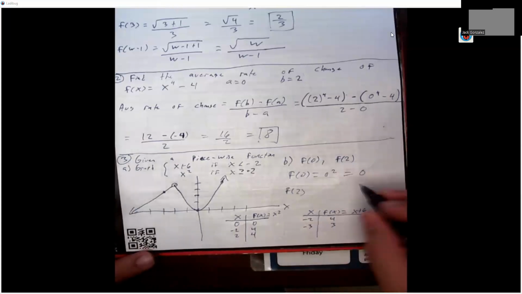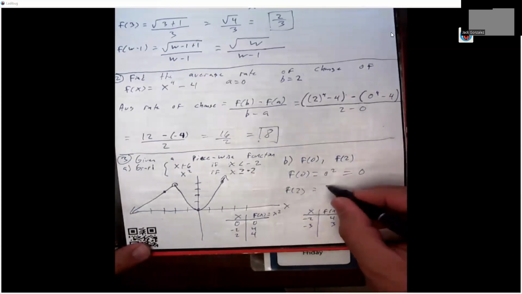F of 2, let's see what this question said. F of 2 would also be the parabola, to be 4. I believe that's what I asked on the exam, 0 and 2. Okay.